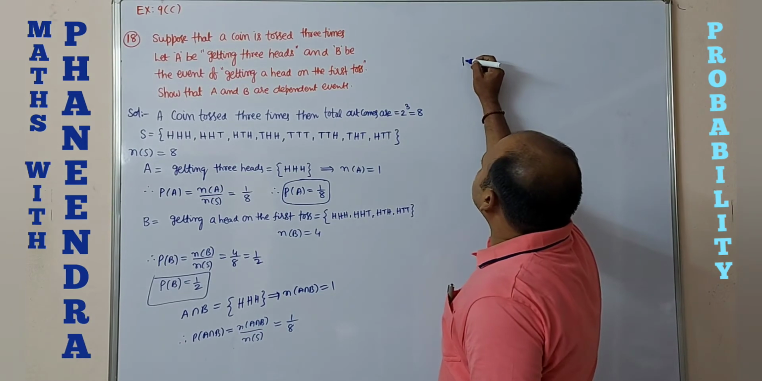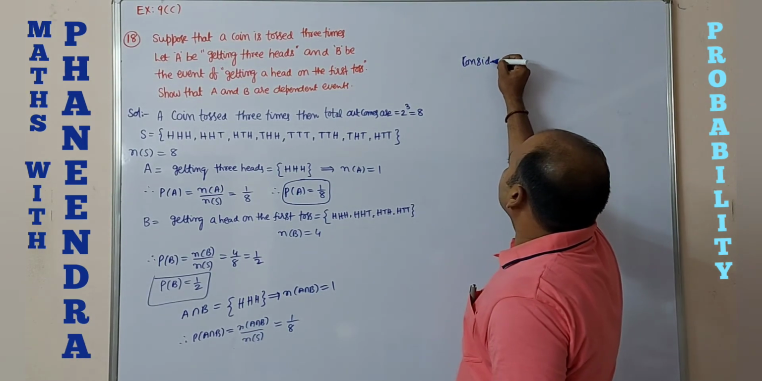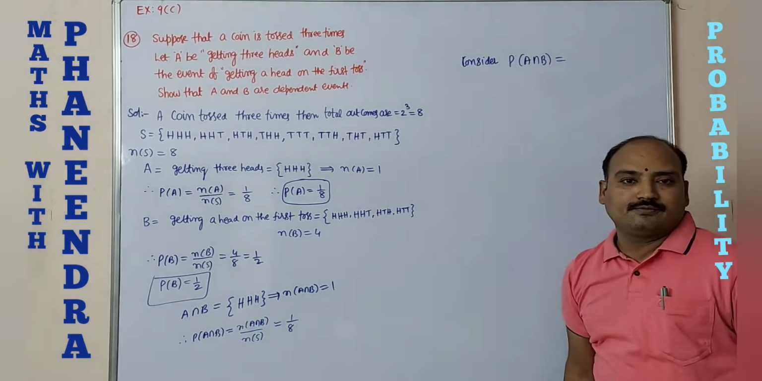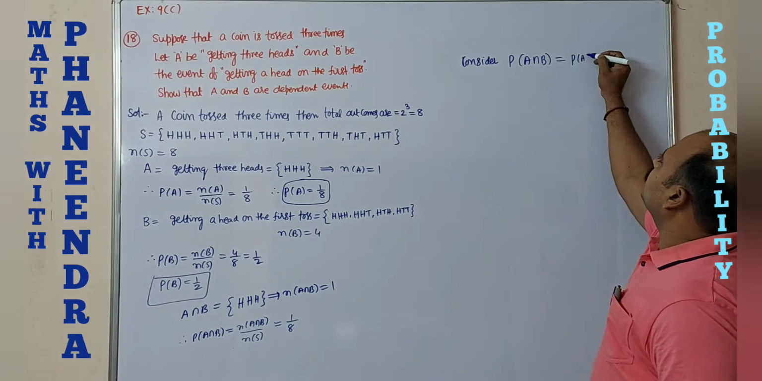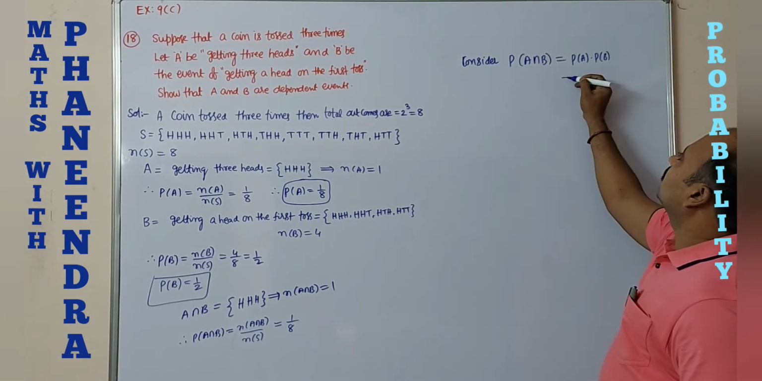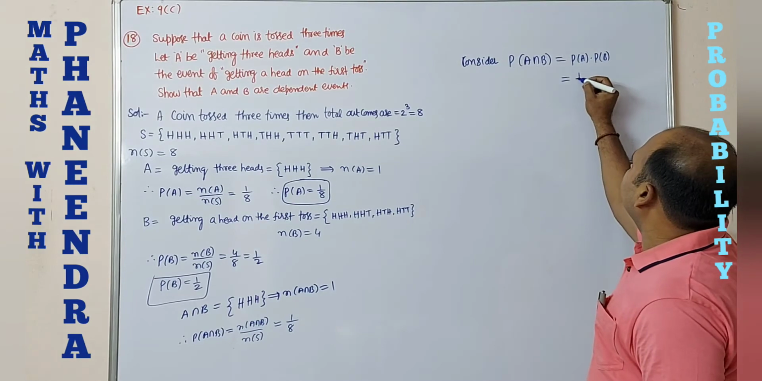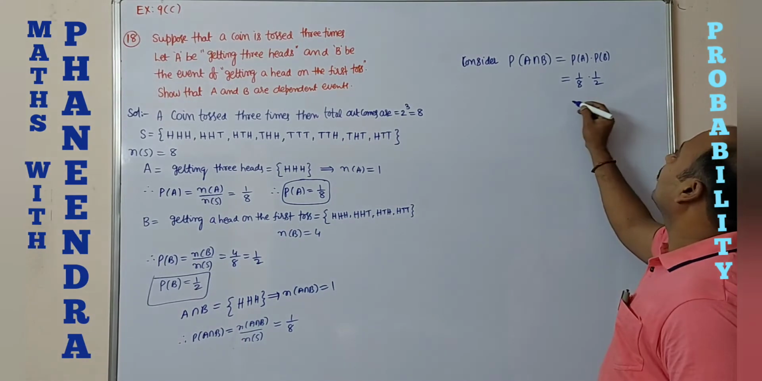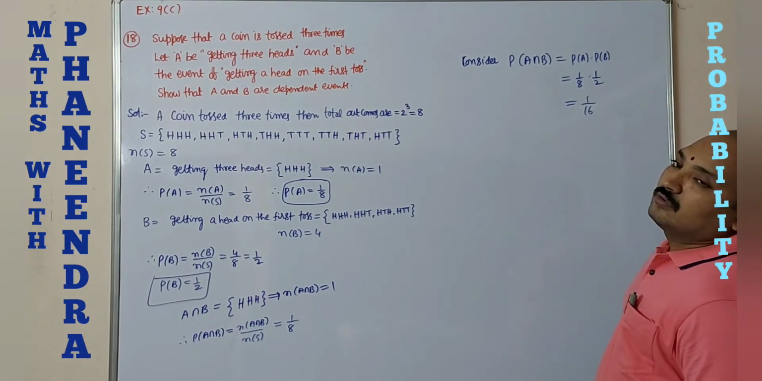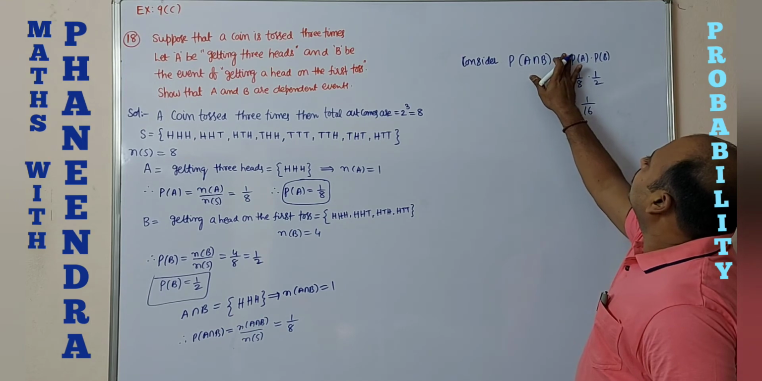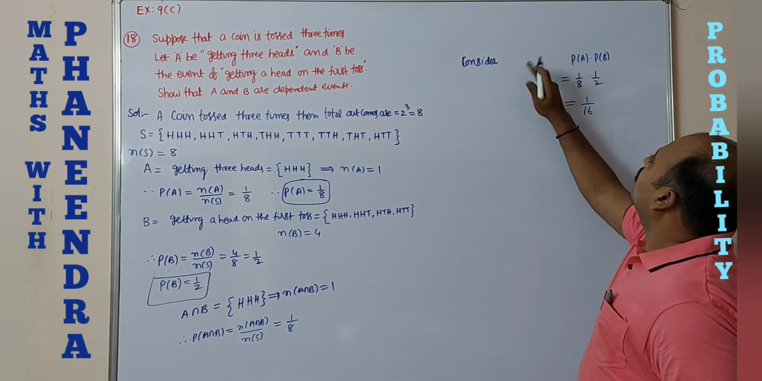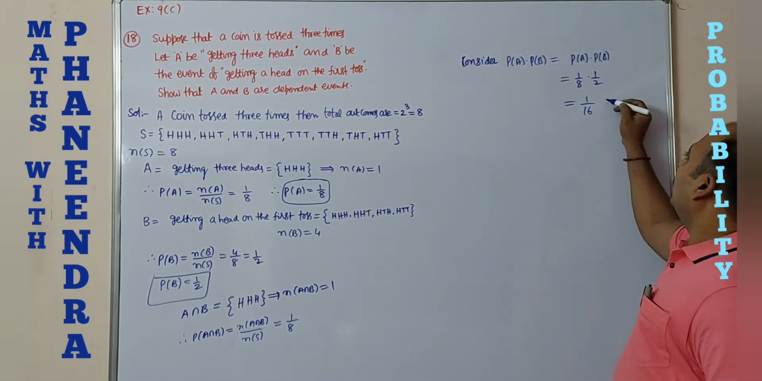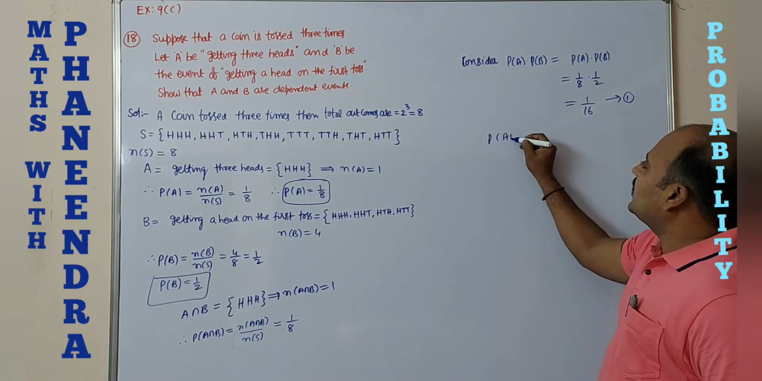They are asking to prove A and B are dependent events. So to prove that, consider P of A into P of B, first I will write it. P of A value is what? 1 by 8. Sorry, P of A is 1 by 8. P of B value is what? 1 by 2. So 1 by 16. This is P of A into P of B value. Equation number 1.